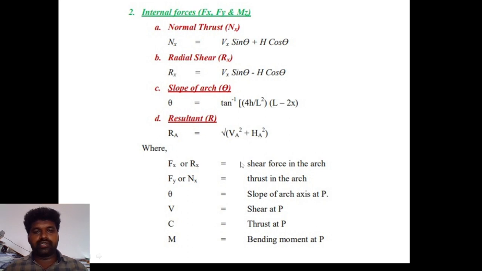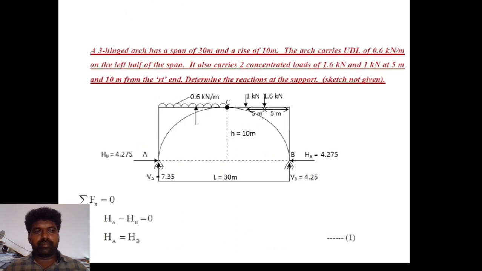Here Fx and Rx stand for shear force in the arch. Fy or Nx stands for thrust in the arches. Theta is the slope of the arch axis at P. B equals vertical shear at P. C stands for thrust at P. M stands for bending moment at P.